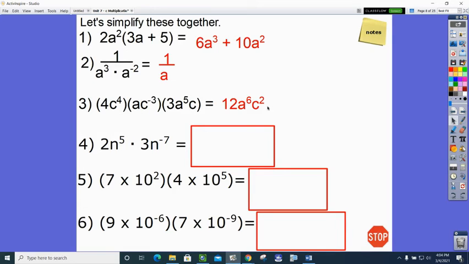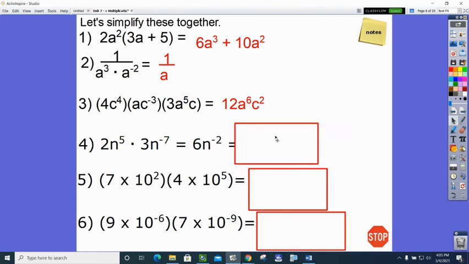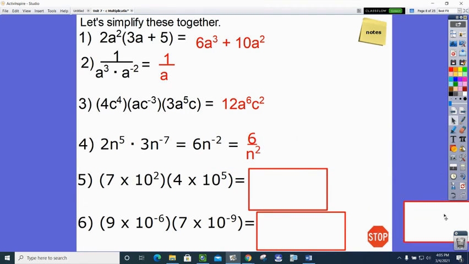Try the next one. So 2 times 3 would give you 6 for your coefficient. And when you add the exponents here, you get n to the negative 2. 6, n to the negative 2. No. Don't leave it that way. That n to the negative 2 has to reciprocate and become n to the positive 2, but the 6 will stay on top. So how did we do there?